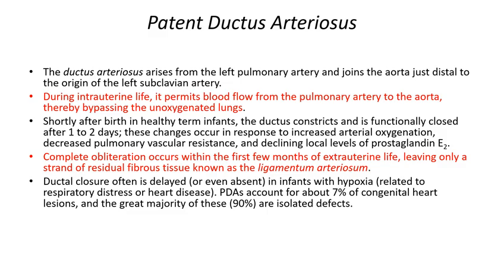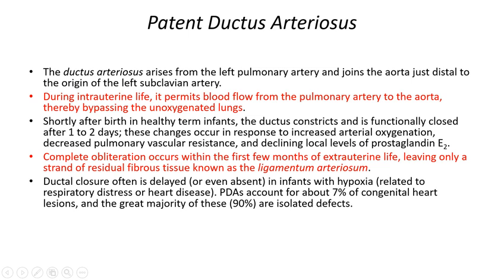Third type of left to right shunt is patent ductus arteriosus. Third common cause of left to right shunt is patent ductus arteriosus. So the role of ductus arteriosus is during intrauterine life, it permits blood flow from the pulmonary artery to the aorta. So it bypasses the unoxygenated lungs.